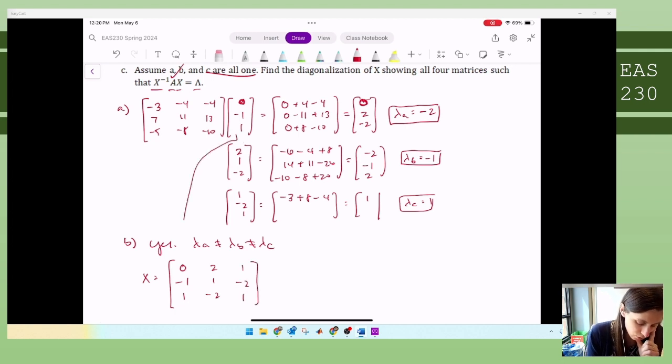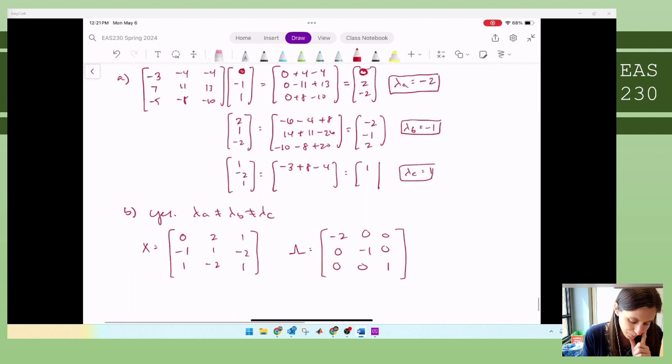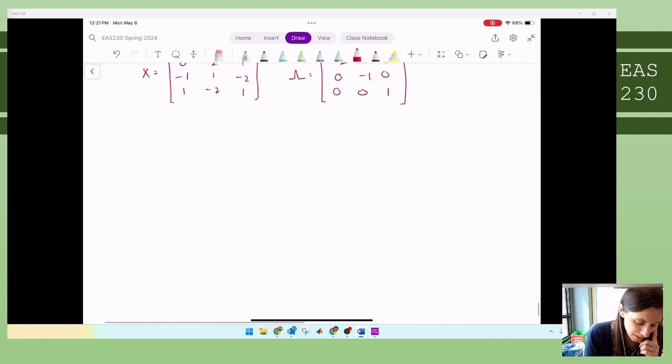Take my eigenvectors and plug them in as my columns in X. Okay, if that's the way that looks, then lambda is going to look like this. These ones go together, these ones go together, these ones go together. Okay, so make sure you match them up. Which means I need to find X inverse.